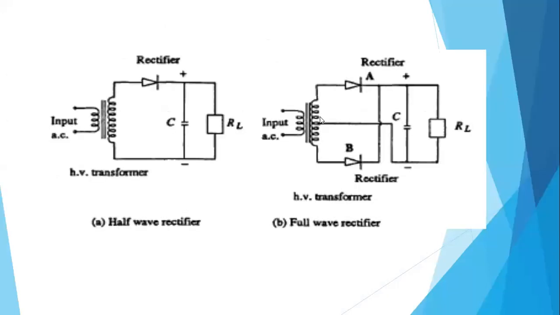So coming to the half wave rectifier, this is the circuit. This is the transformer, the high voltage transformer, and this is the AC input. The AC input is converted to DC by using the rectifier. Here I am using a capacitor. What is the need of the capacitor, we are also going to discuss here.